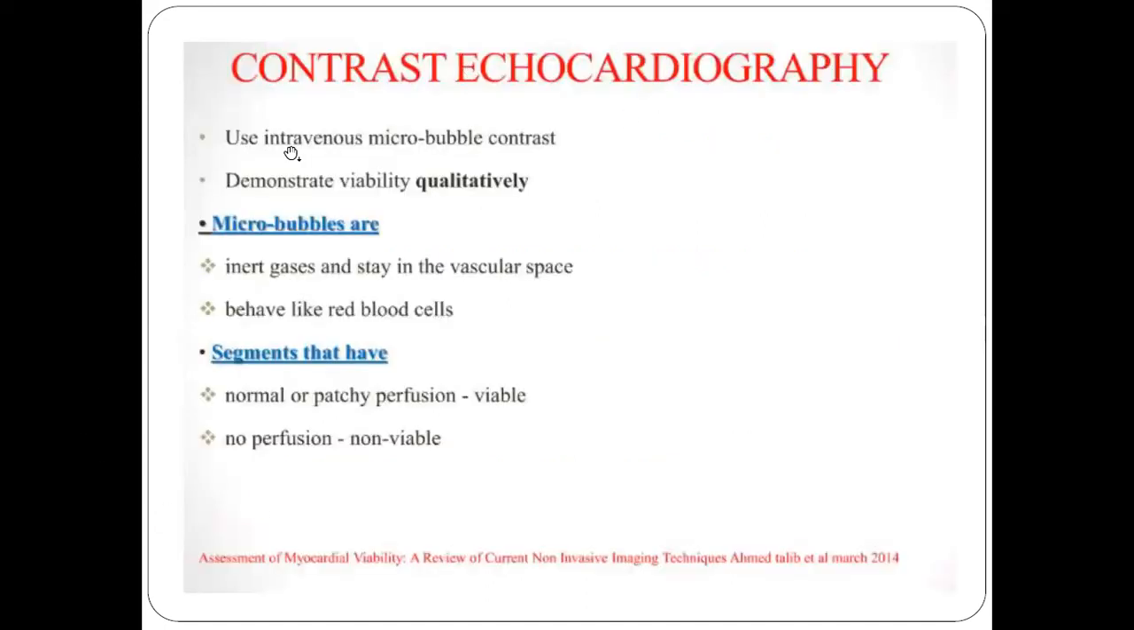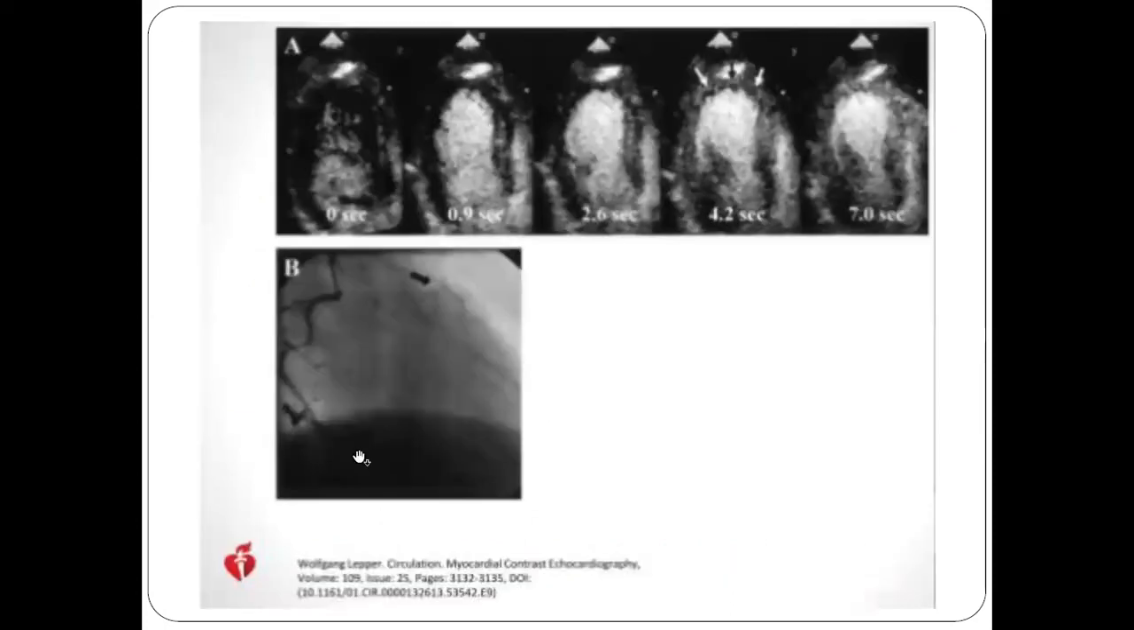The contrast echocardiography uses intravenous microbubble contrast. Microbubbles are inert gases. They behave like red blood cells, and if there is normal or patchy perfusion, it is viable. No perfusion means it is non-viable. So you can see here the tissue. You can see there is no perfusion in this part, and that should be the non-viable part. You can see here.